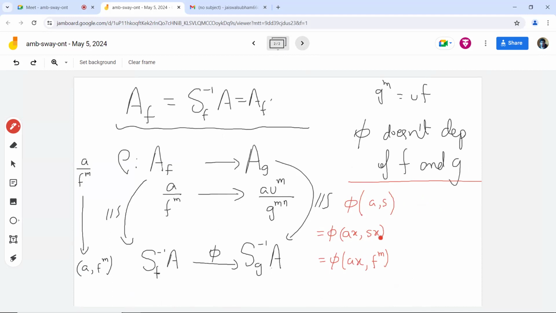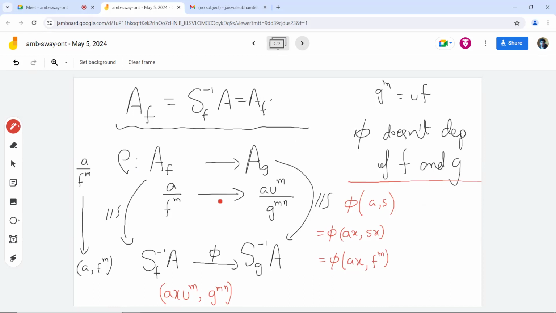So this thing is equal to this thing, or equivalent in AF, doesn't matter. And this thing we are sending to, yes, there is this U coming, but it's fine. AX, U to the M, and G to the MN. So we just write that like this. Right, so this is the image.